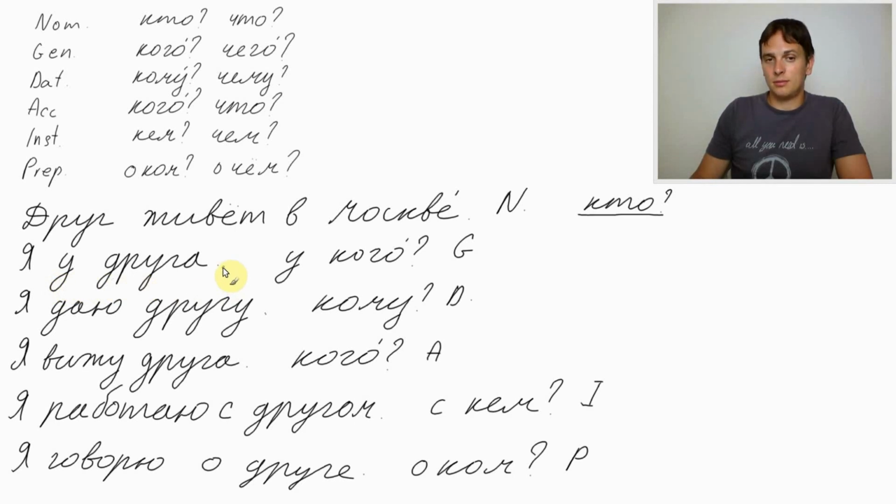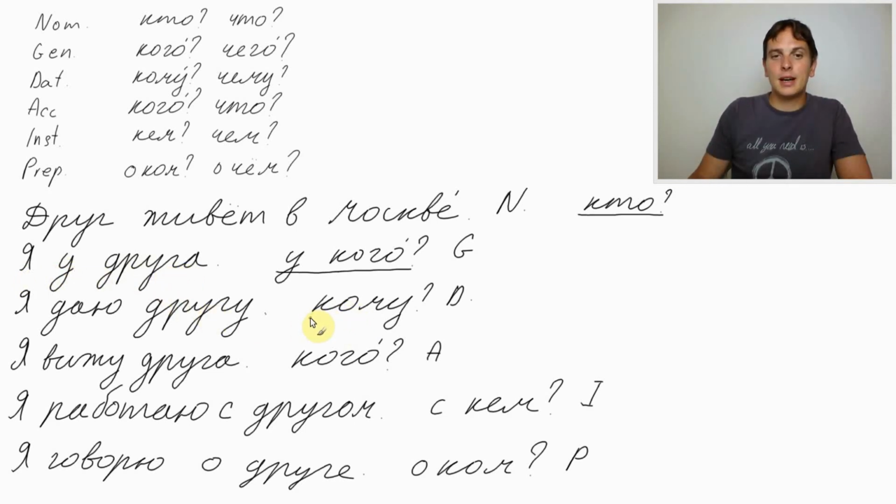Я у друга. And we got the question sentence here. У кого? At whose place? How would we ask the question, at whose place am I living? У кого я живу? But here we just got я у друга, meaning I am at friends. So, у кого я? Where am I? At whose place am I? Я у друга. I'm at friends. Try to read it. Я у друга. And ask the question, у кого я? Where am I? I at friends.